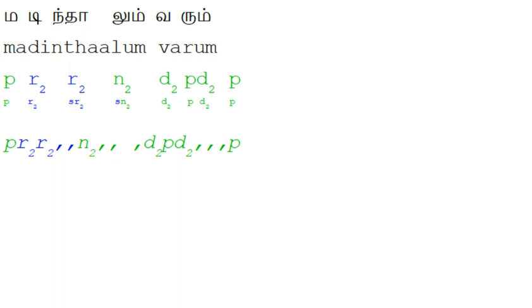Madindhaalum, same, exactly same kind of line. Madindhaalum varum pa ri ri, madindhaalum ni, same kind of slides. Pa ri sa ri sa ni varum da pa da pa. Again pa da pa, single bow.